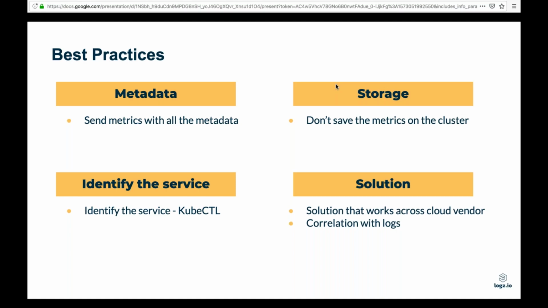The second one is storage. We talked with a few customers and users I've met who initially stored their metrics locally on the cluster, and because things are temporary, that's problematic. It's highly recommended to ship all the metrics into a centralized place. We'll talk about solutions later, but that definitely shouldn't be on the cluster itself.